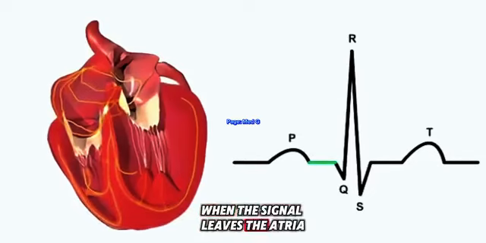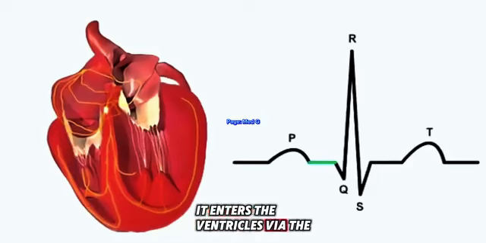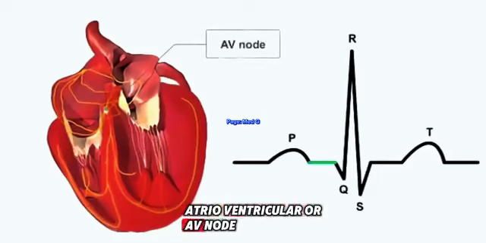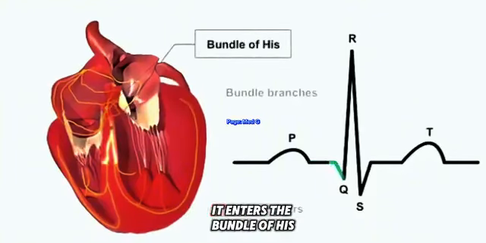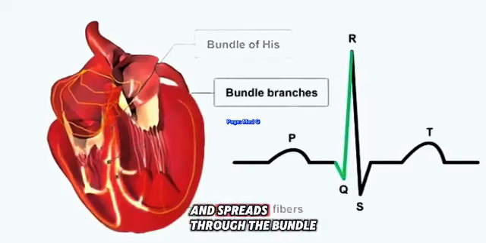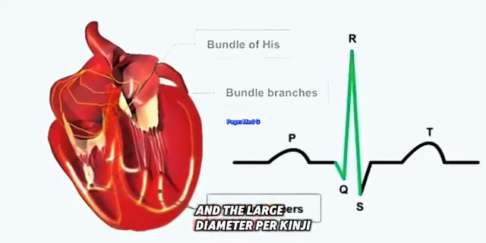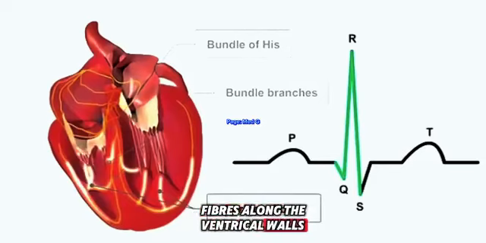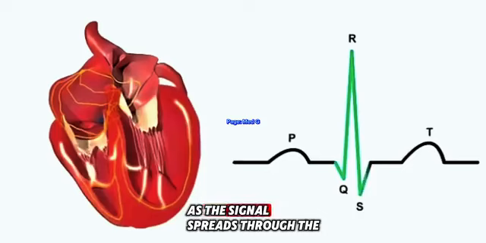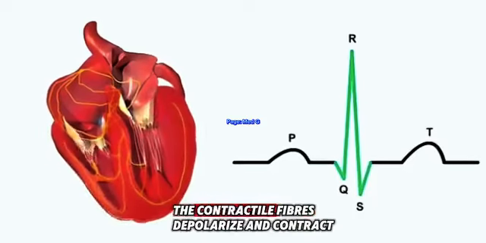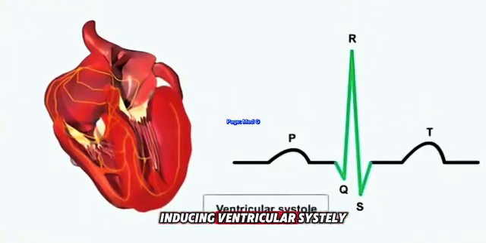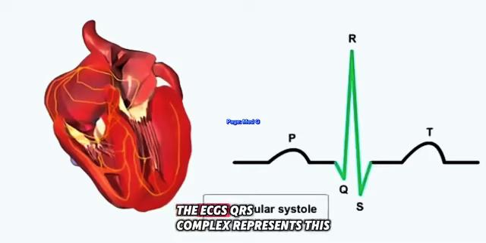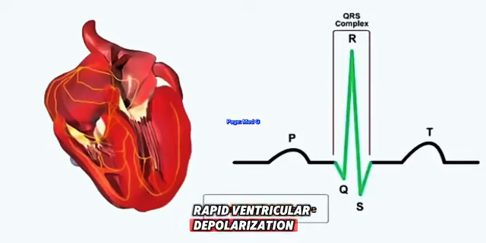When the signal leaves the atria, it enters the ventricles via the atrioventricular or AV node, located in the interatrial septum. It enters the bundle of His and spreads through the bundle branches and the large diameter Purkinje fibers along the ventricle walls. As the signal spreads through the ventricles, the contractile fibers depolarize and contract very rapidly, inducing ventricular systole. The ECG's QRS complex represents this rapid ventricular depolarization.